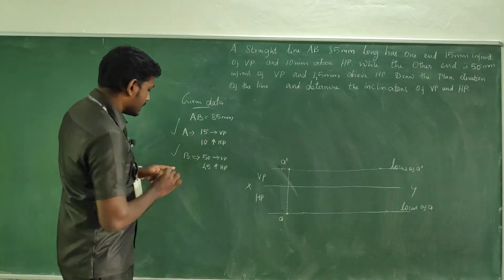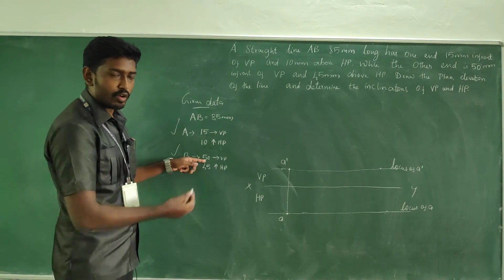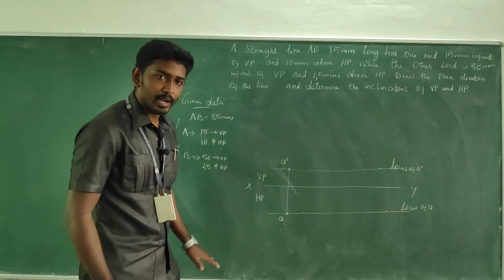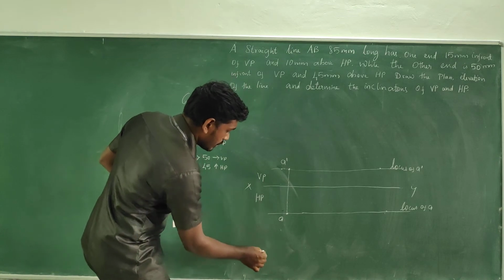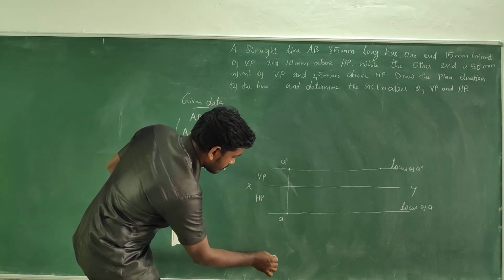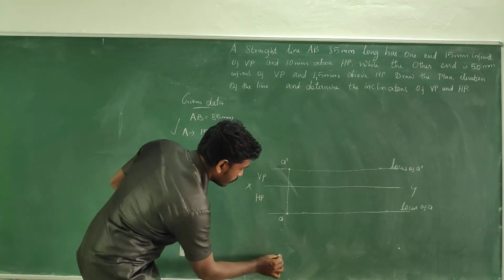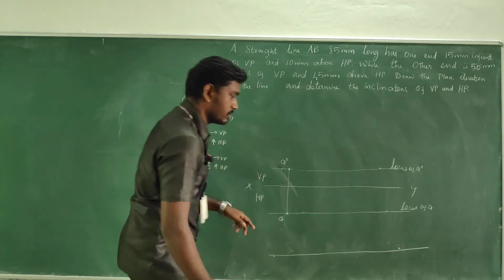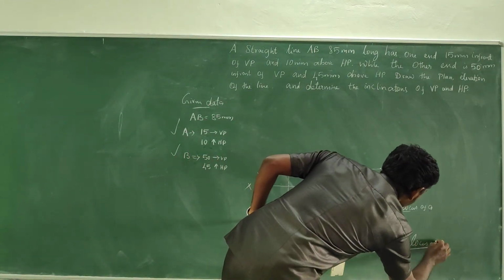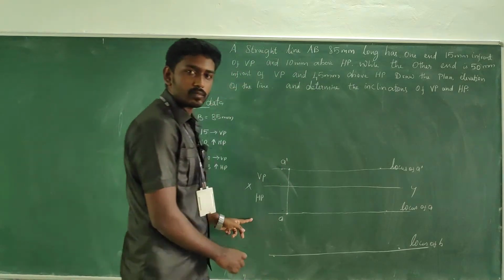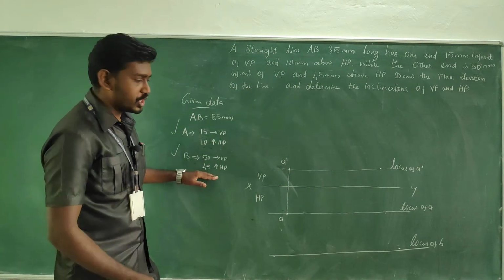Then move to the next end, B. What about it? 50 mm in front of VP. It is going to be captured below the XY line, in front of VP. So take a measurement of 50 mm below the reference line, and draw a line passing through it. So this is the locus of B.